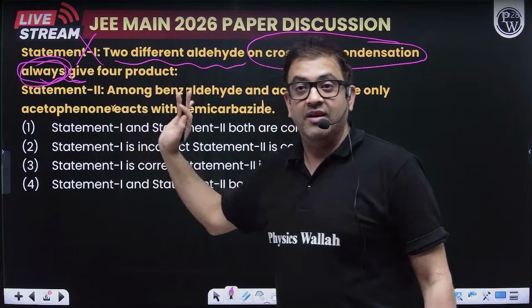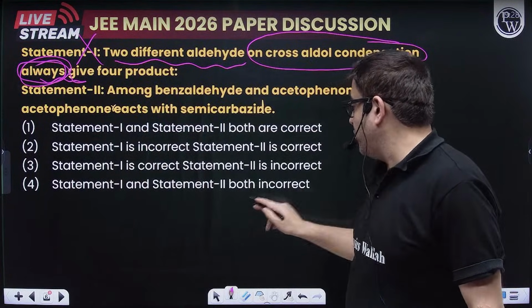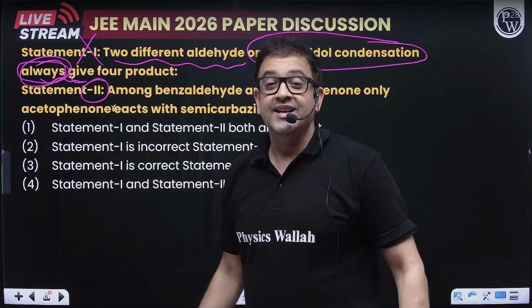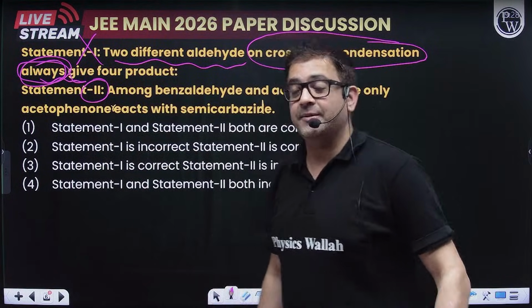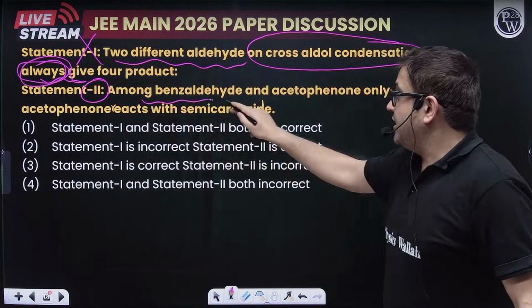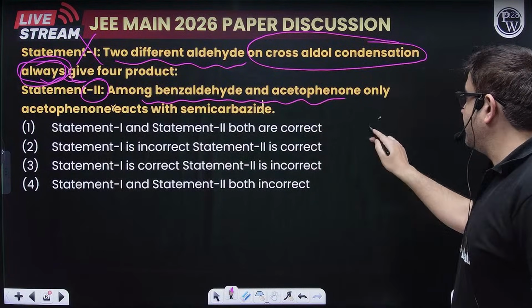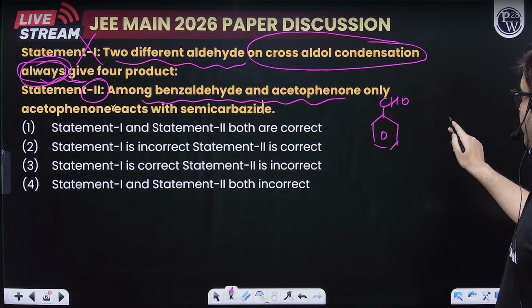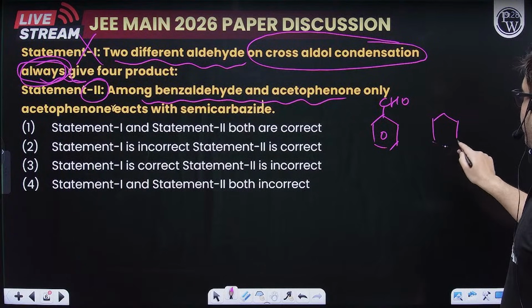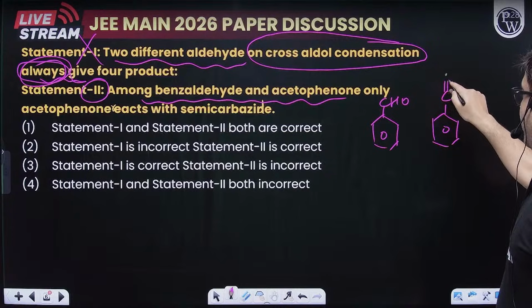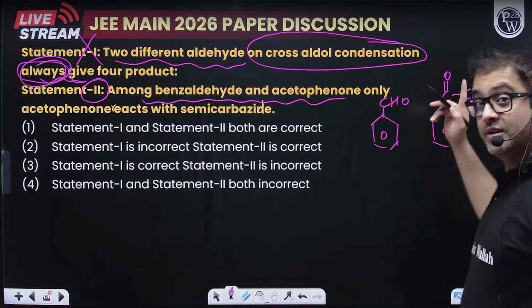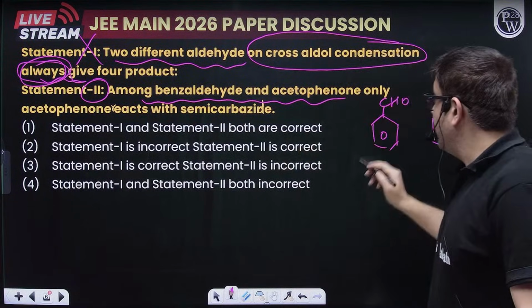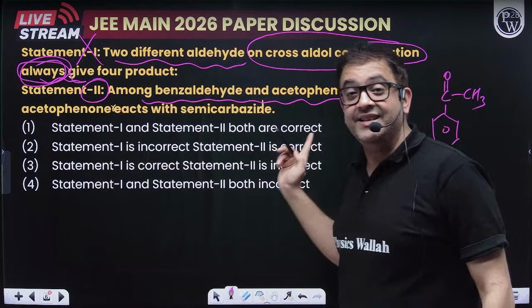Yes, Devraj. Okay, Devraj is saying both are incorrect. Statement 1, okay. So let us do statement 2. Statement 2 is directly an NCERT fact. It is saying benzaldehyde and acetophenone. What is benzaldehyde? Benzene connected with CHO. What is acetophenone? Benzene connected with a carbonyl group and then a CH3. So this is acetophenone, very famous now. This is aldehyde and that is ketone.